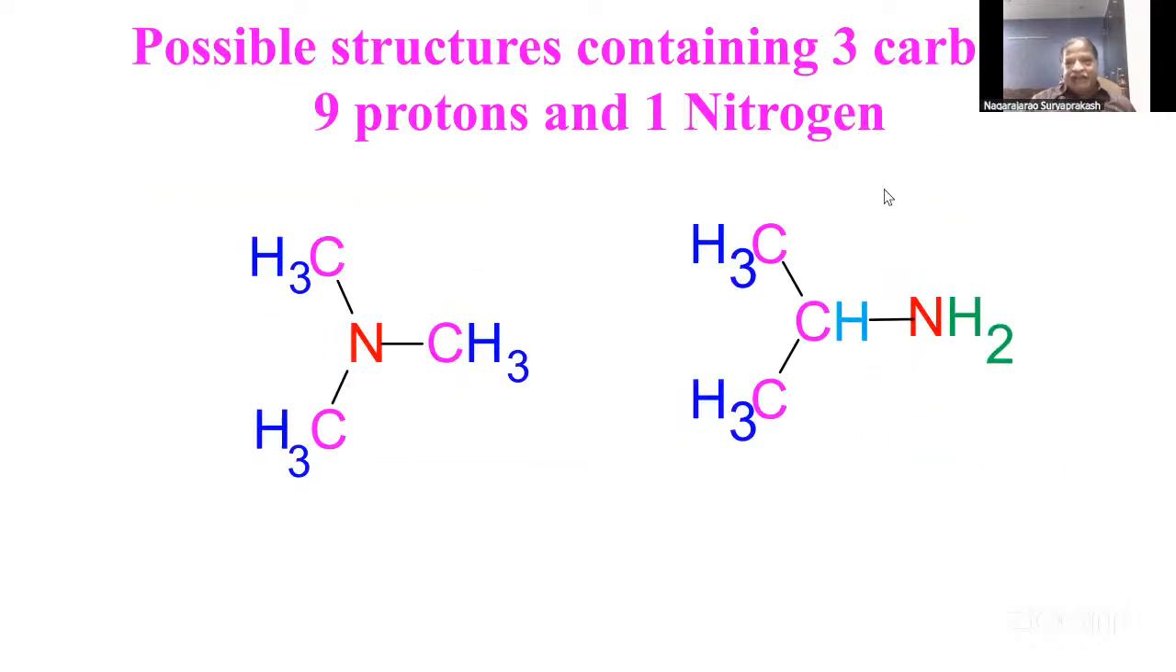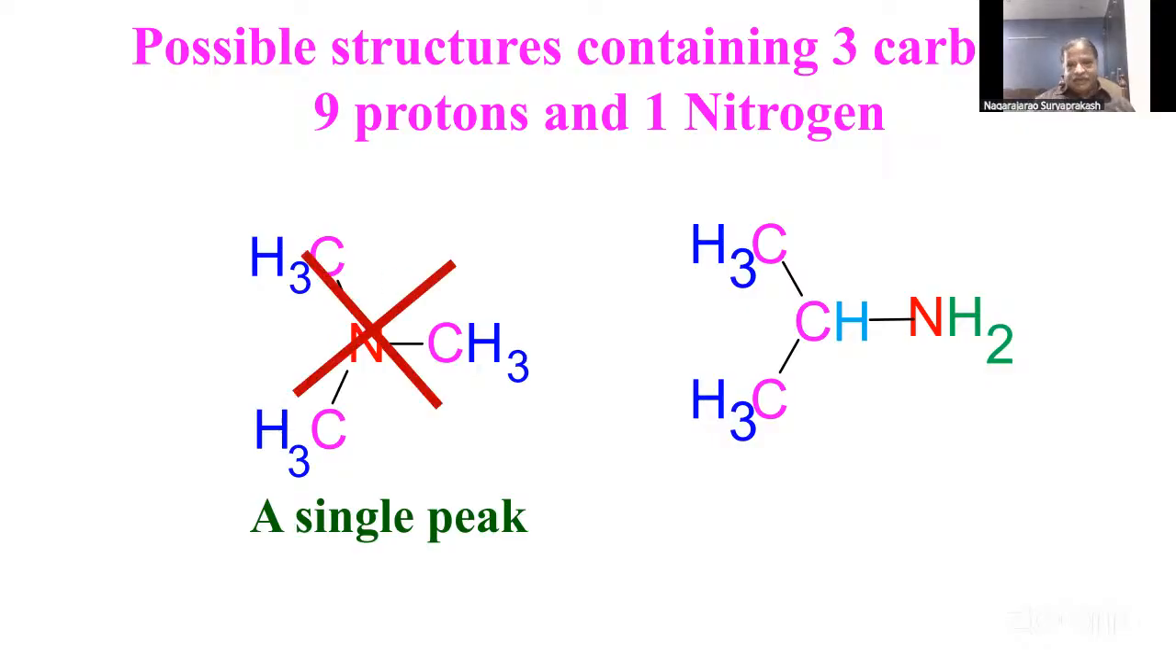I know I have 9 protons, 3 carbons and nitrogen. There are various possibilities we can think of. It could be this structure, or it could be this structure. Either it could be this. These are all different possible structures. Can this be the structure of this molecule? If you look at the spectrum, I would say wrong, because all the CH3s are chemically equivalent. It gives a single peak. But in my spectrum, I am getting 4 peaks.